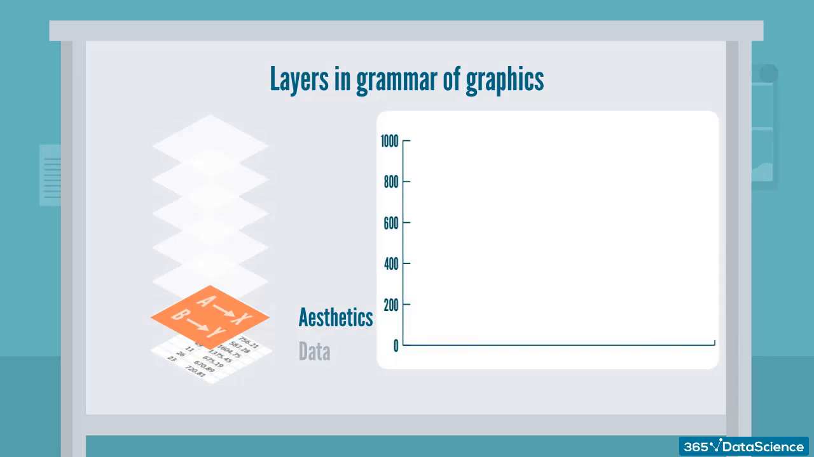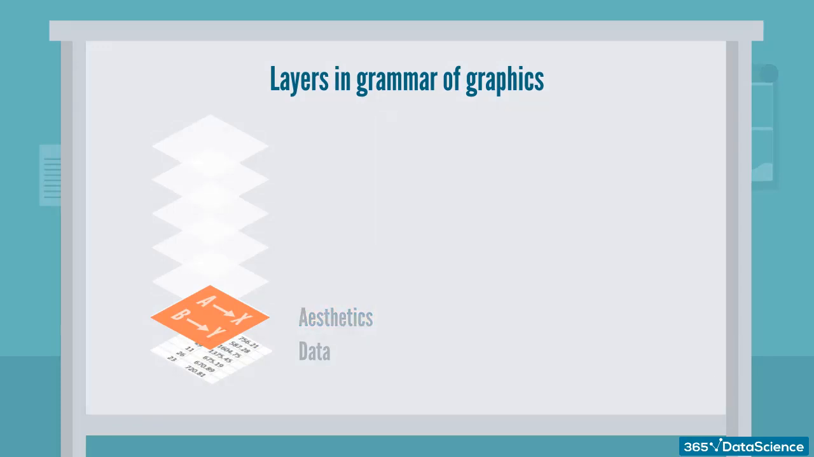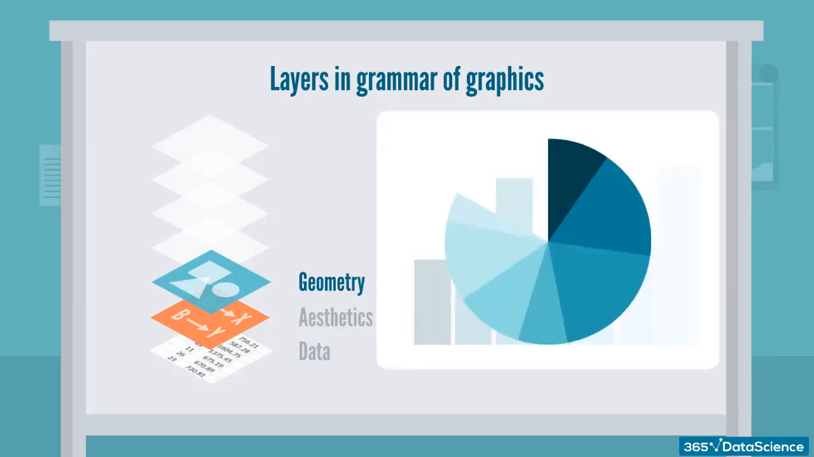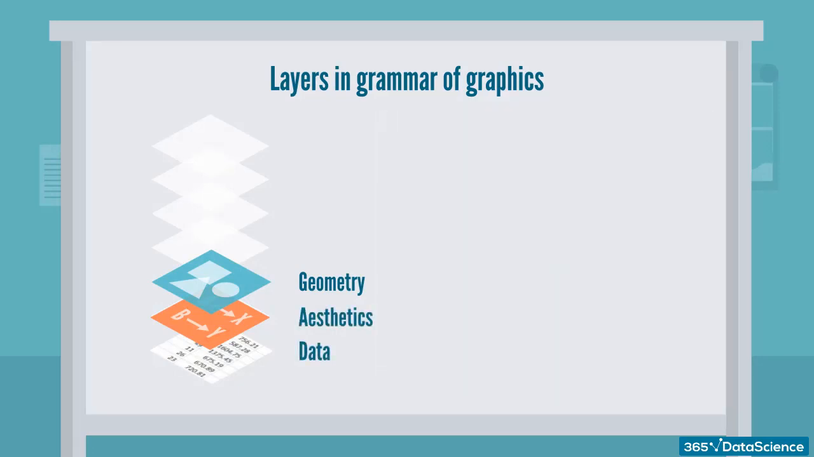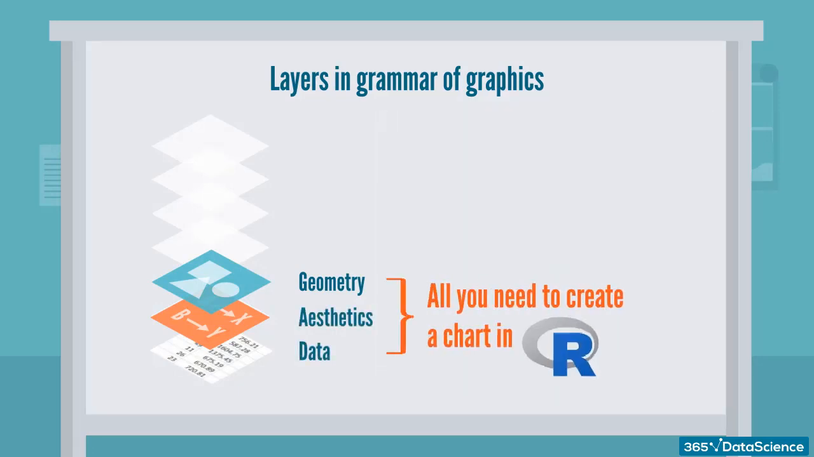Good. The last required layer is the geometry layer. Through geometry, we specify what shape our data will take. In other words, will the points take the form of bars, circles, dots, etc.? These 3 layers alone are all it takes to create a chart in R. The remaining 4 layers are optional. However, since we want to be proficient at visualizing data in R, we'll master them too.